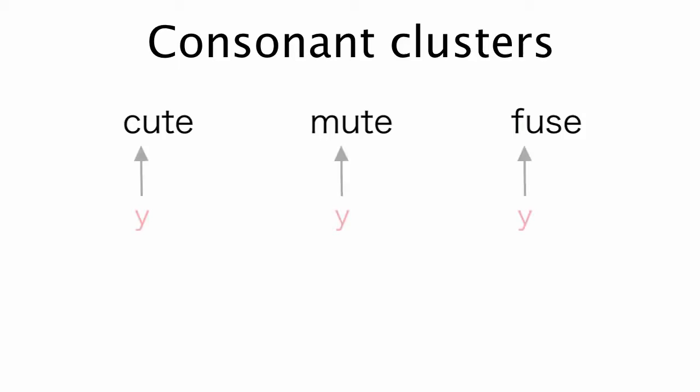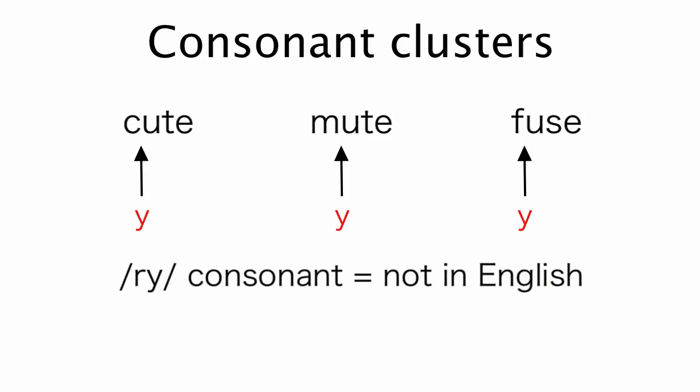English also has the Y sound after a consonant, for example, cute, mute, and fuse. The Y sound does not appear in the English spelling, but you can hear it between the first consonant and the vowel oo. But the Y sound never occurs after the R sound in English. In other words, the RY consonant cluster does not exist in English.